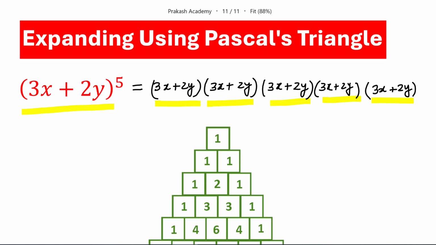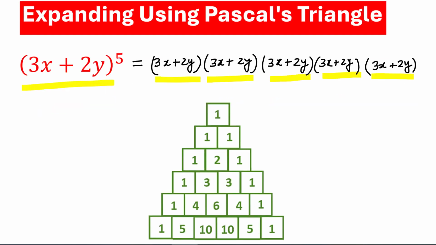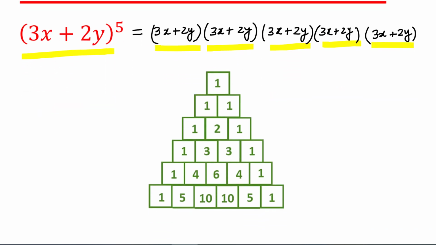So let us first understand what Pascal's triangle is. This triangle that is shown here is called Pascal's triangle. Formation of this triangle we will discuss in a separate video. Here I have 1, then 1, 1. At each end you have 1, and this side also you have 1. And then each next number is the sum of the previous two numbers.